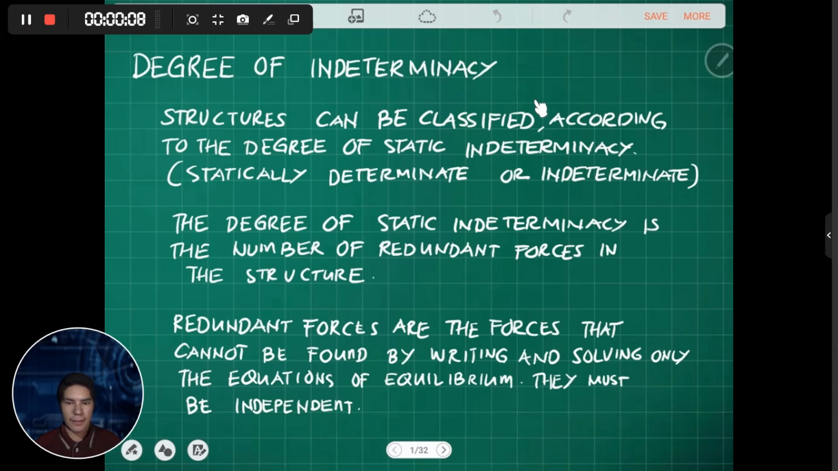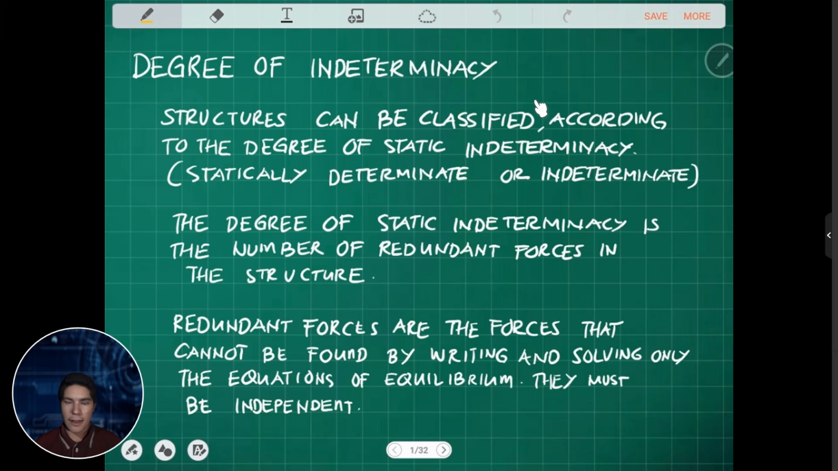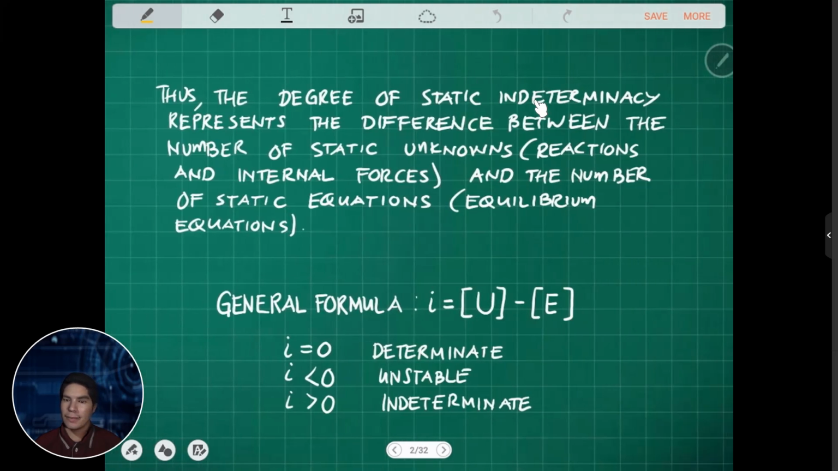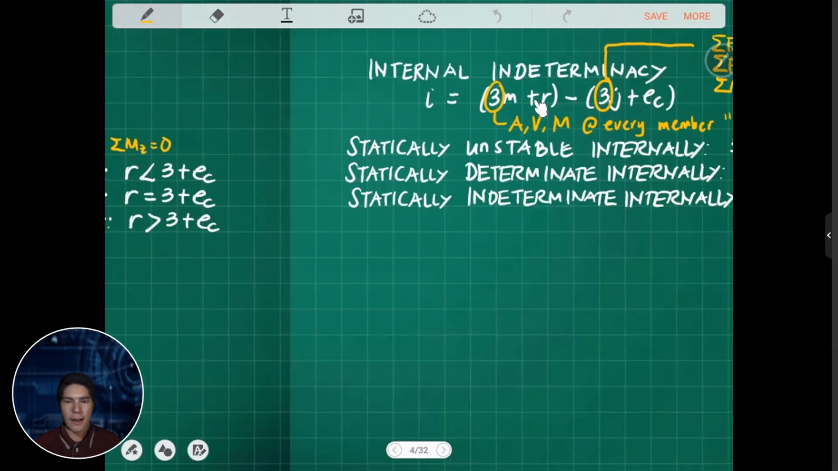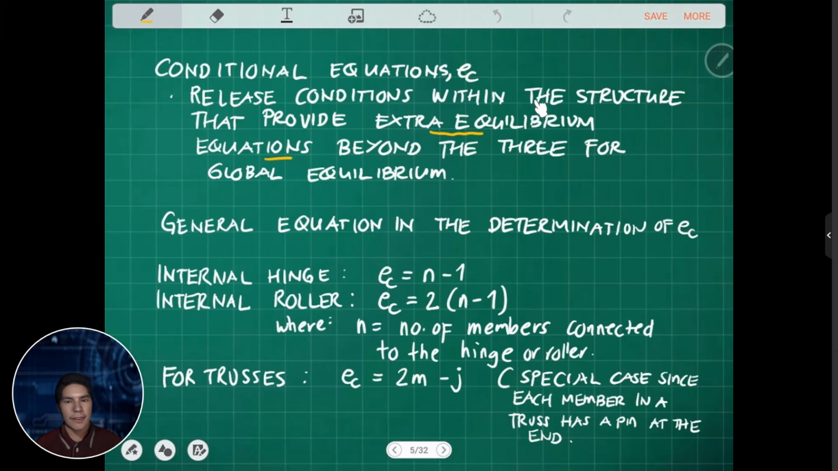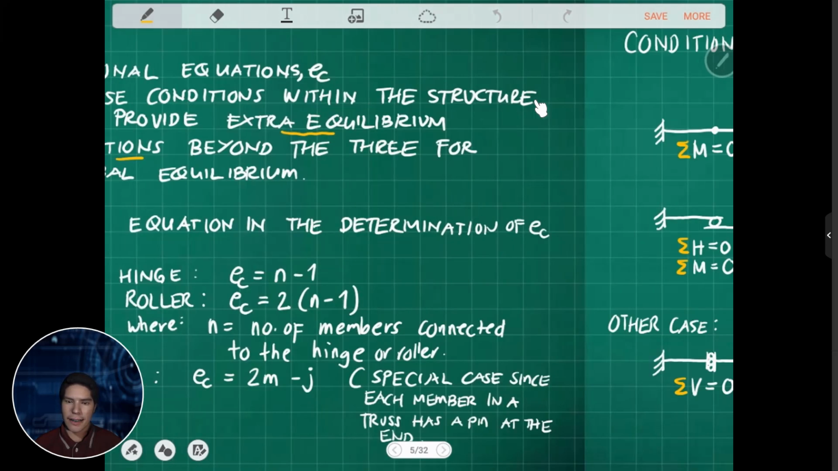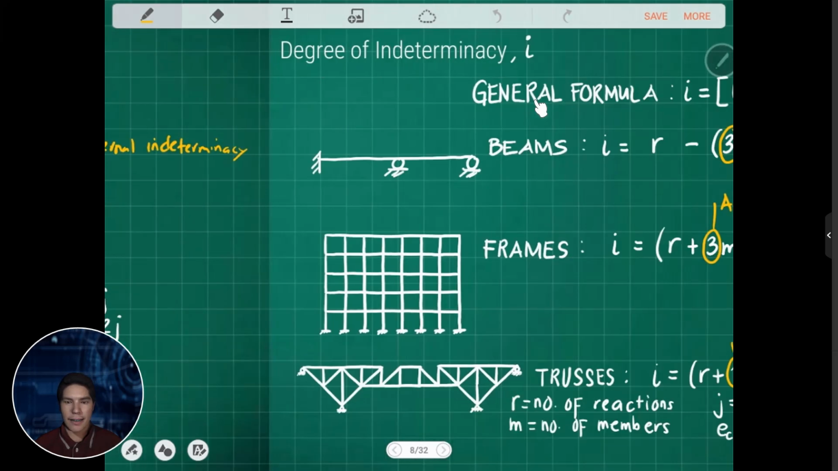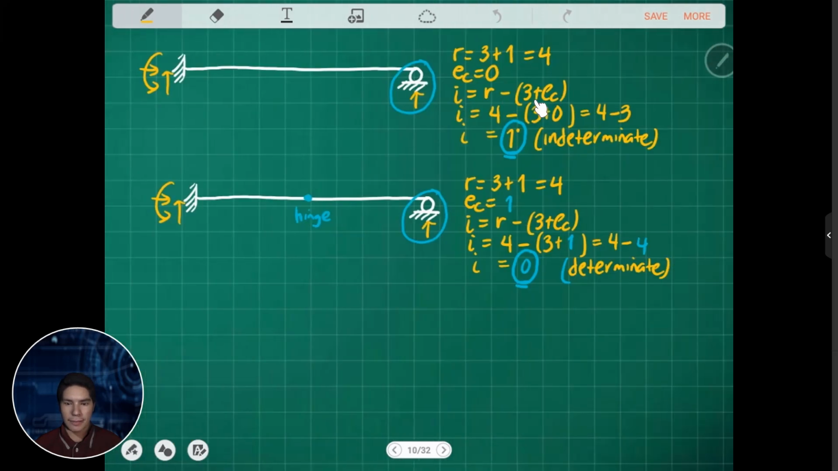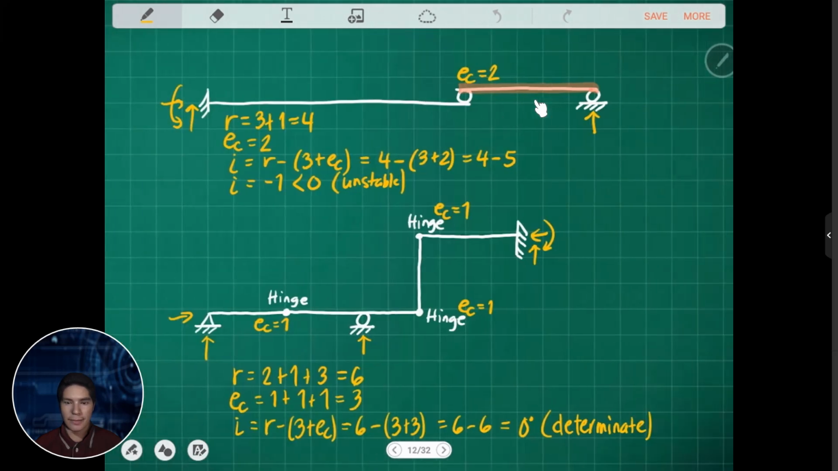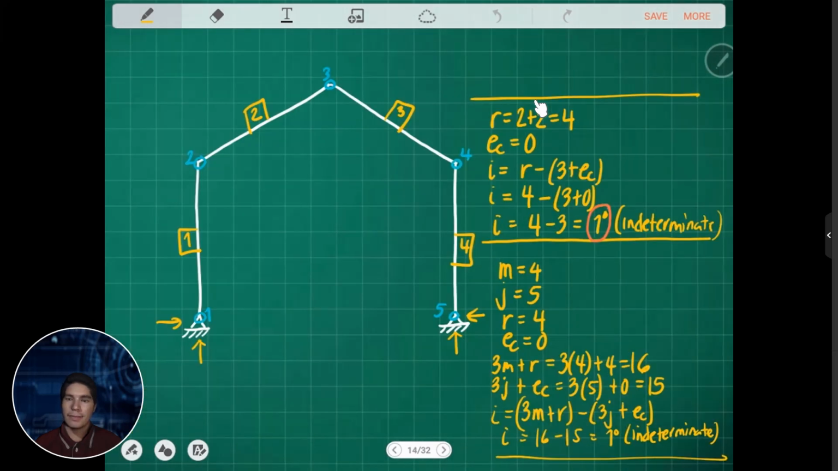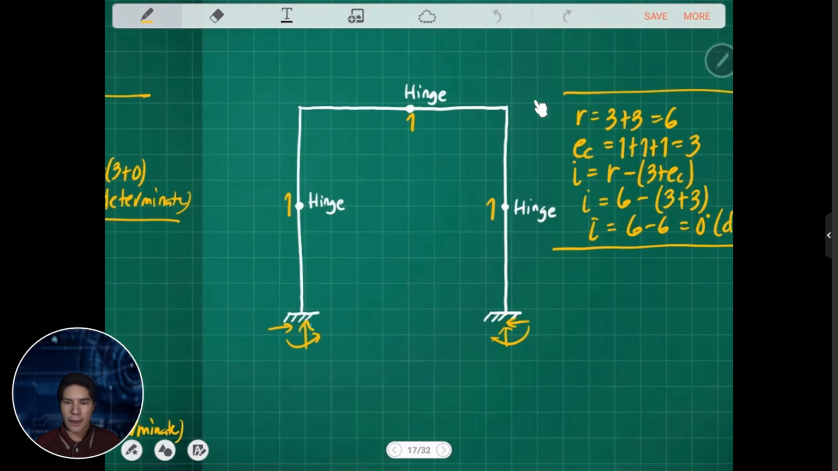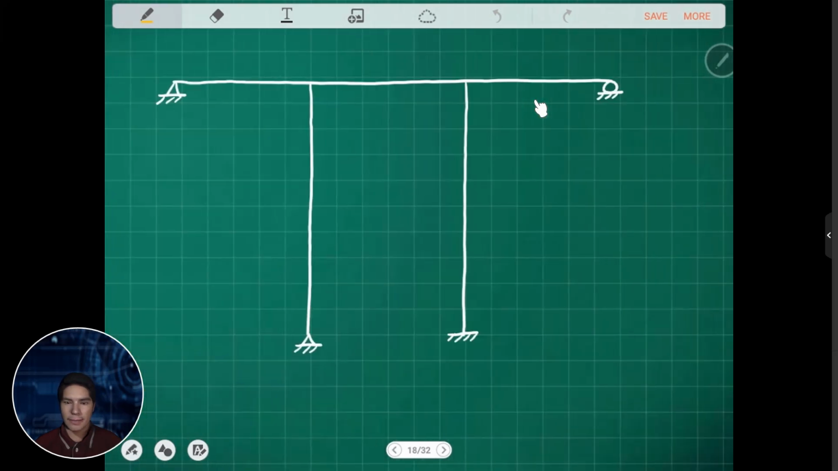So this time we just continue our discussion on degree of indeterminacy. In our previous video, we have defined the degree of indeterminacy together with the formulas involved for external and internal indeterminacy and also the formulas for conditional equations. And then we provided examples for beams and frames. So this time we just continue on frames and then truss.